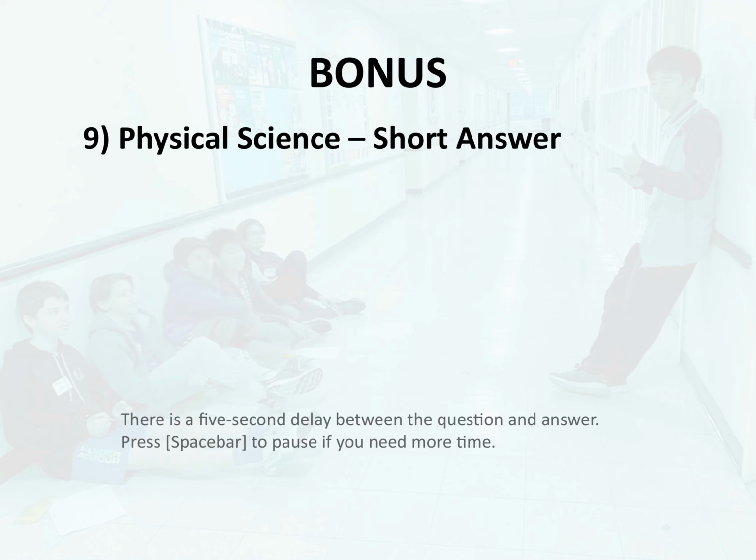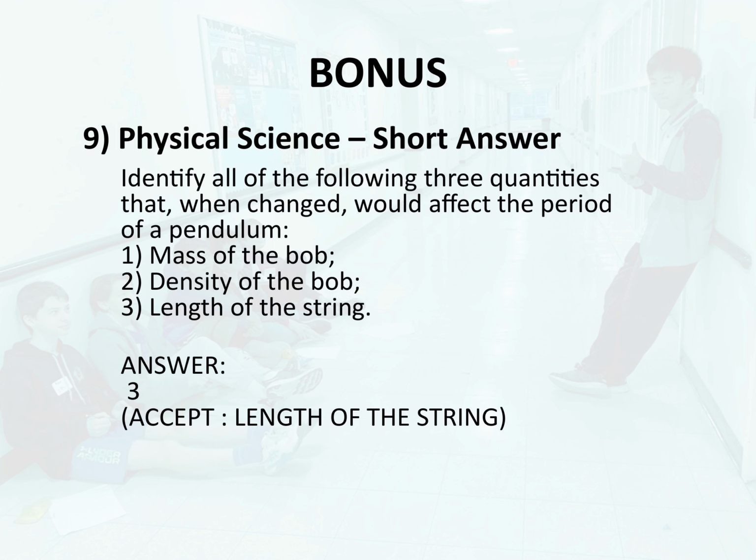Bonus 9. Physical science, short answer. Identify all of the following three quantities that, when changed, would affect the period of a pendulum. 1. Mass of the bob. 2. Density of the bob. 3. Length of the string. Answer 3.